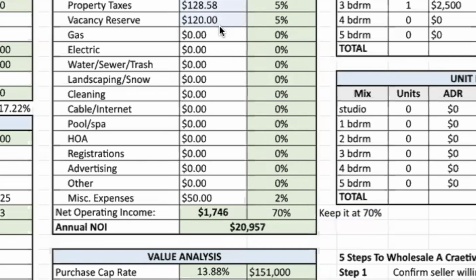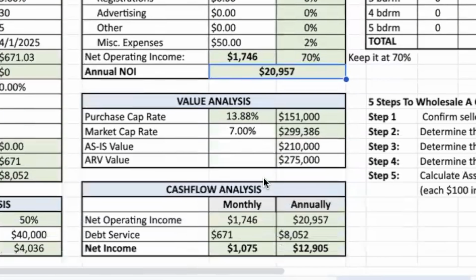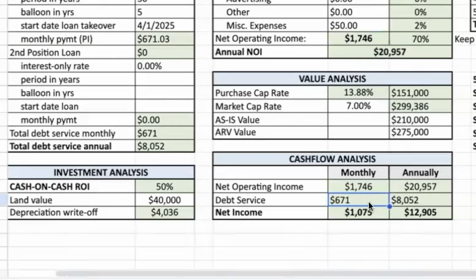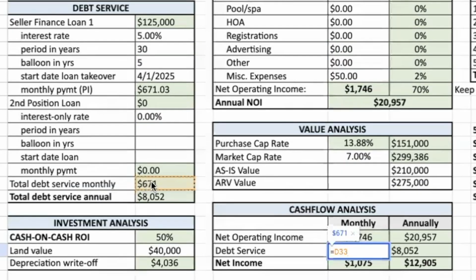Those are coming in at 30%, which means my NOI is 1746 monthly. And then if you go down lower on the other chart, if you take your net operating income of 1746, then you've got your debt service. Debt service 671. And that's carrying it from your debt service box over at C20. Yep. And that's based on a 125 loan at a 5% rate.